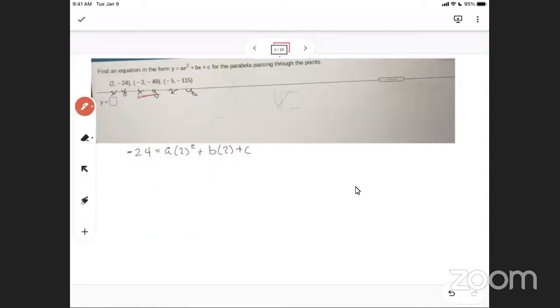Your next point, we'll do this one in red, is when y is negative 49, x was negative 3. So negative 3, I'm plugging in for x. And notice that I'm just leaving a, b, and c as a, b, and c. Understand that? Yeah. And then for the last one in blue, when y is negative 115, x is negative 5.